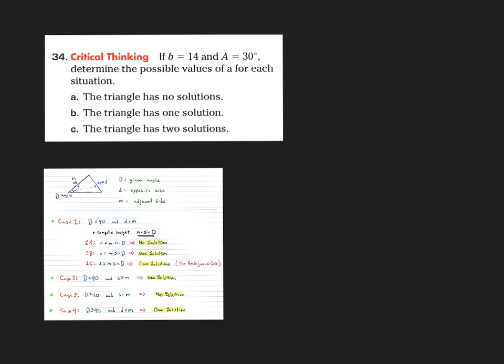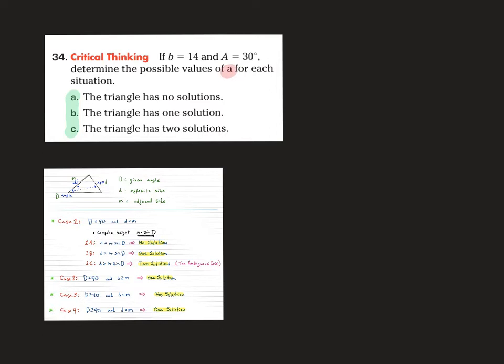I want to give you a few hints on number 34 and 37 from our assignment. So if I take a look at number 34, they're giving me this information. If b equals 14 and a equals 30 degrees, determine the possible values of a for each situation. So essentially what we're doing is for these three choices, A, B, and C, we are trying to figure out what the value of A would be.